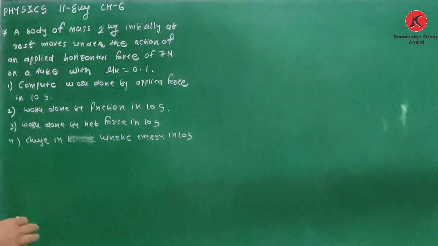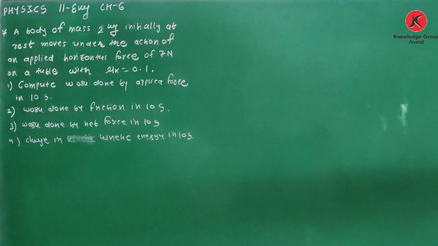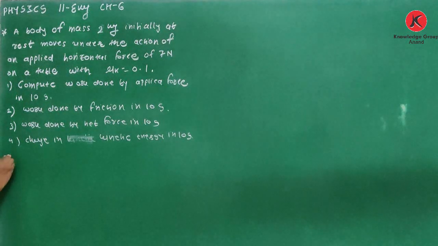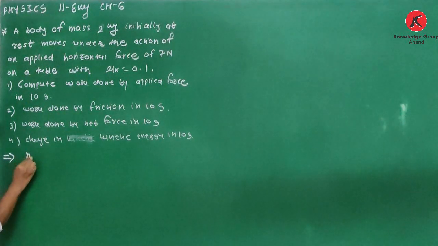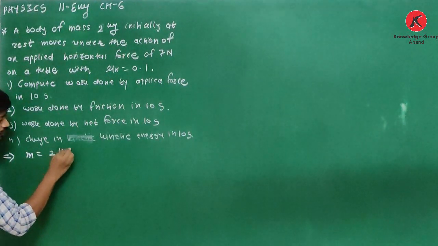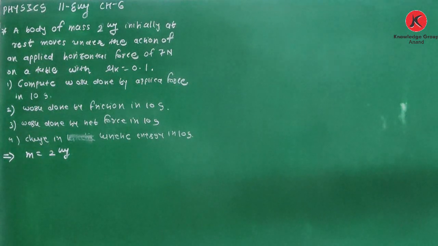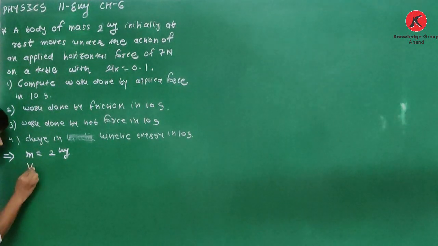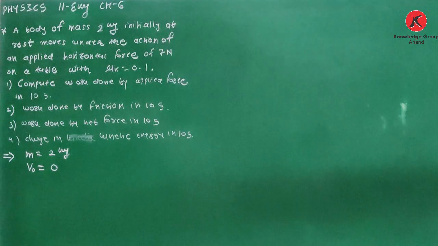First of all, we will see the situation. What is given? A body of mass 2 kg, initially at rest. So the mass of the object m is equal to 2 kg. Initially at rest means initial velocity v0 is equal to 0. It moves under the action of an applied horizontal force of 7 Newton on a table with mu k equal to 0.1.